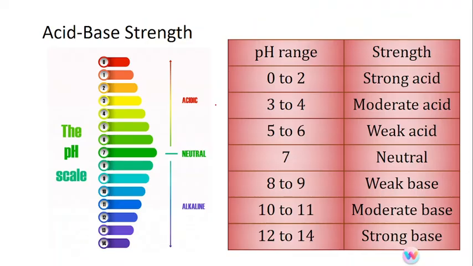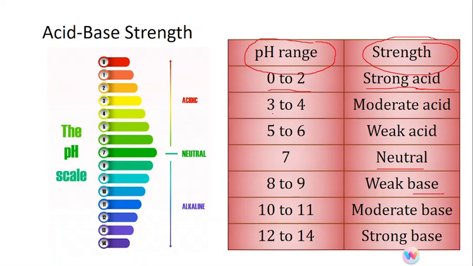Next, the acid-base strength. So, meron tayong different categories ng pH range and then meron din silang strength. So, hindi lang sila basta-basta acid, hindi lang sila basta-basta neutral, and then hindi lang sila base. Meron silang differentiation when it comes to their strength. We have the strong, the moderate, the weak. Okay. So, 0 to 2. When you observe a pH that is 0 to 2, it will fall under the strong acid category.